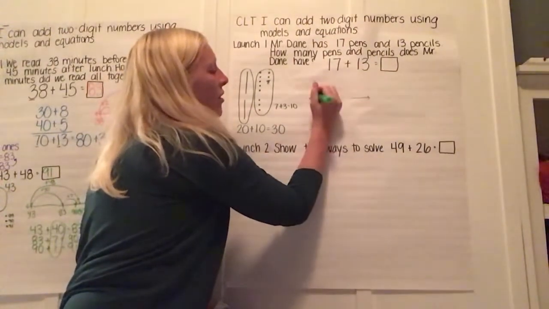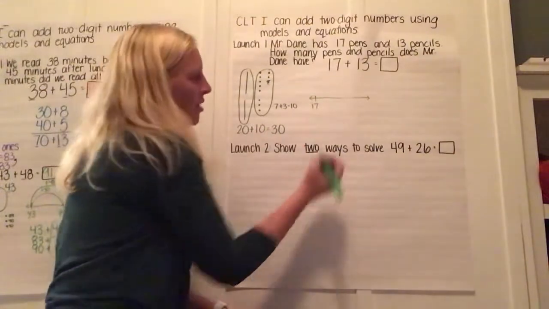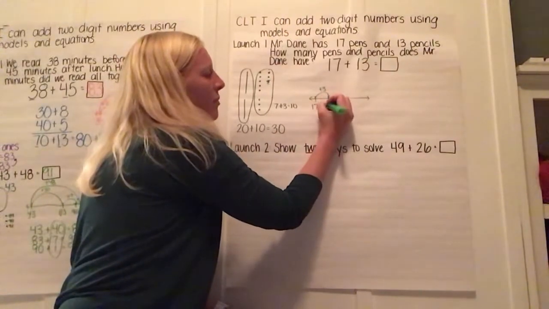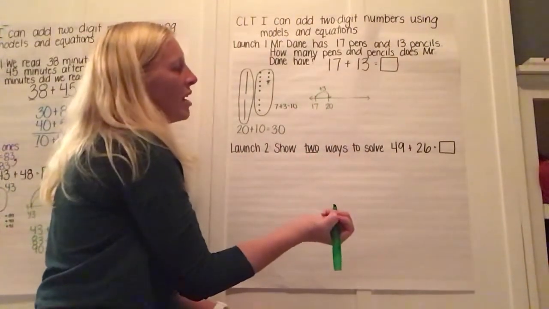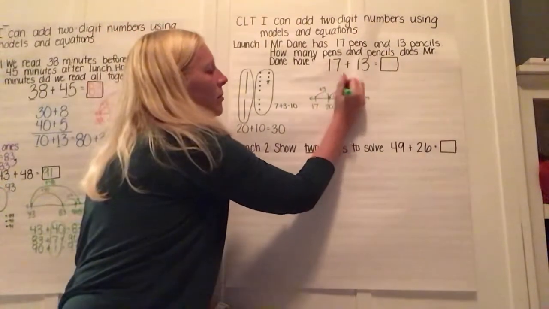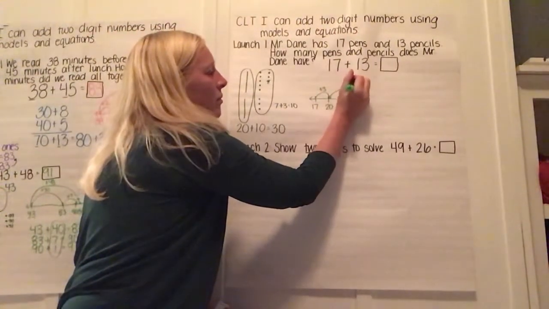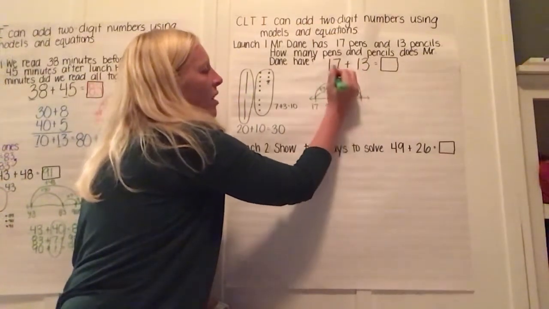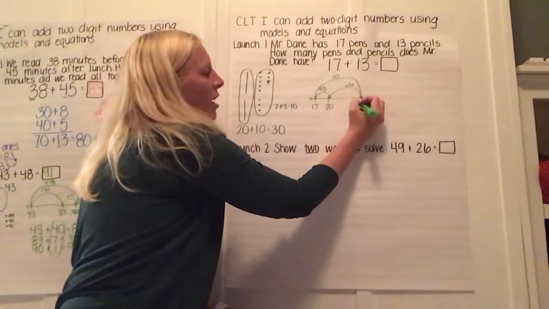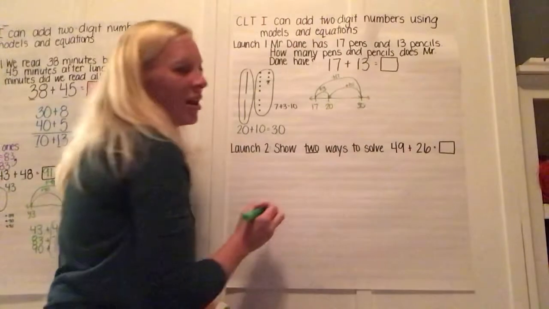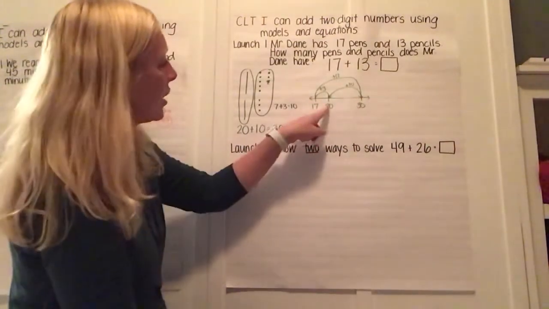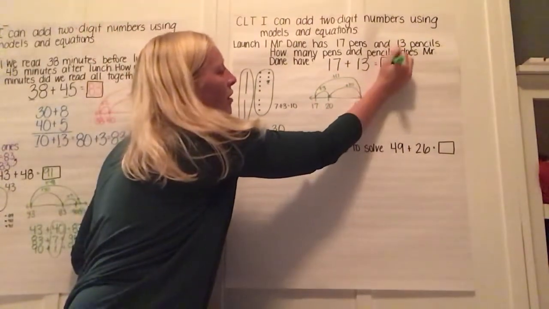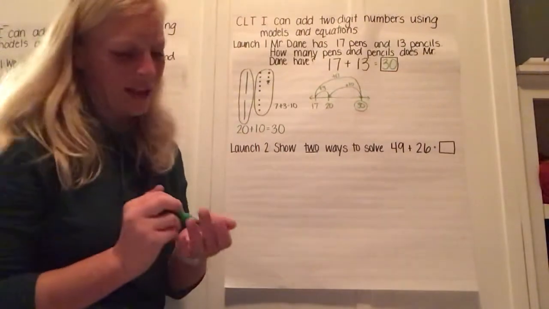What did you start with? 17, okay, and then what did you do? Why did you add 3? Oh, it got you to 20. Okay. And then what did you do? And why did you add the 10? Because 10 and 3 equals 13. And where did you land? And how did you know that you landed on 30? Because 20 and 10 more equals 30. Love it when that works out like that, don't we?